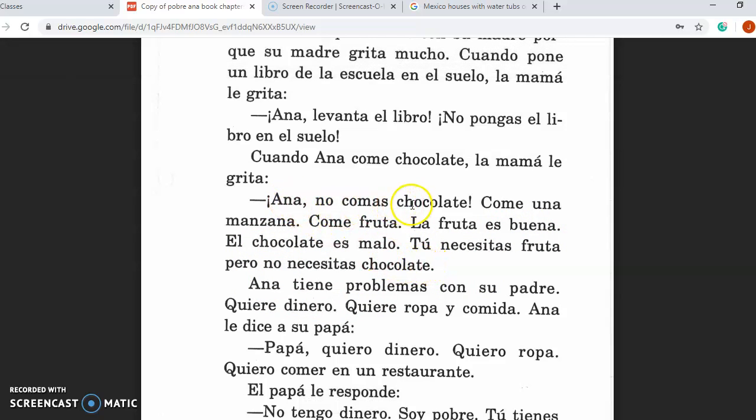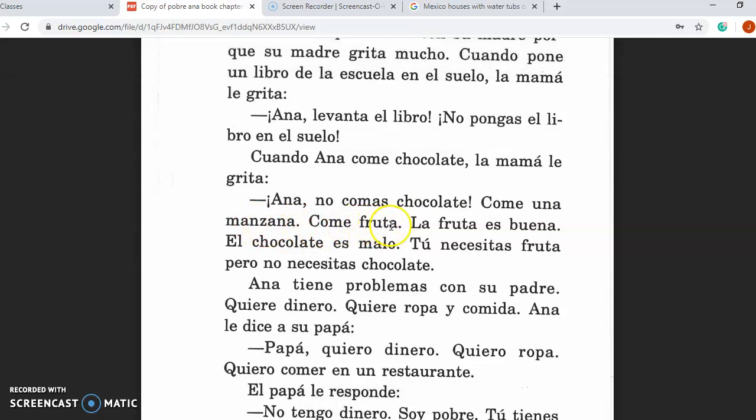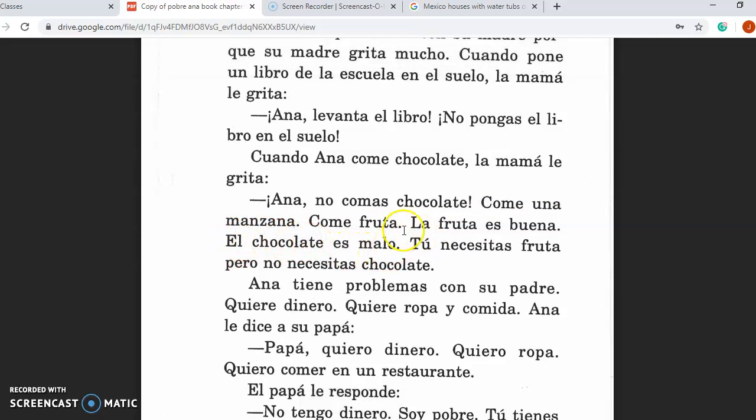Anna, don't eat chocolate. Eat an apple. Eat fruit. Fruit, or the fruit, is good. Chocolate, or the chocolate, is bad.